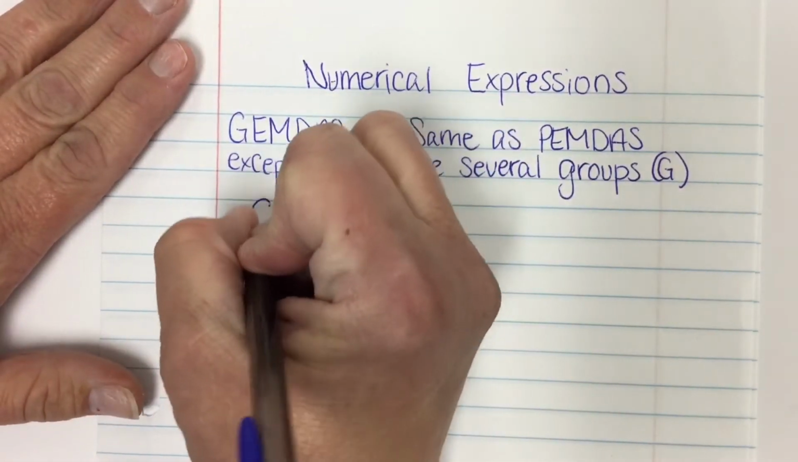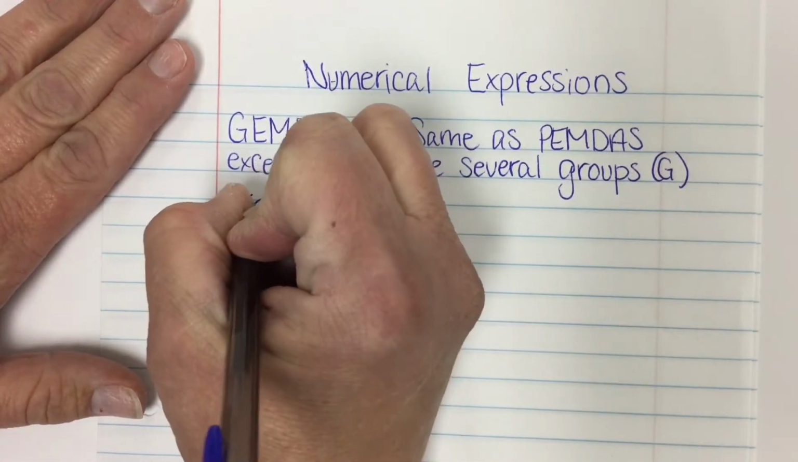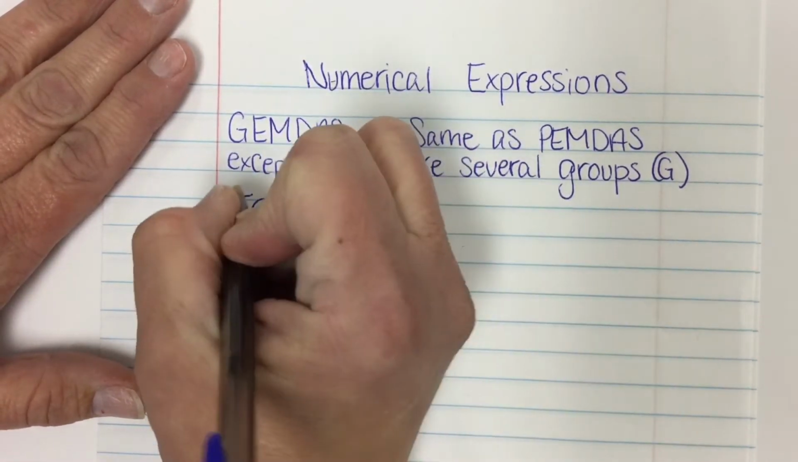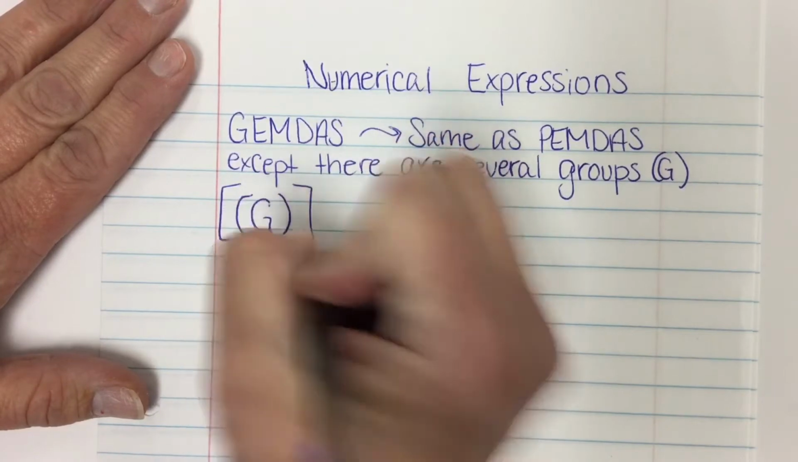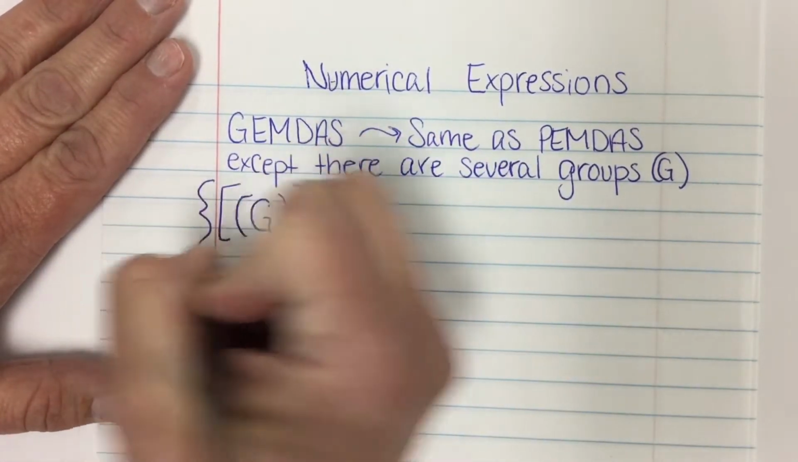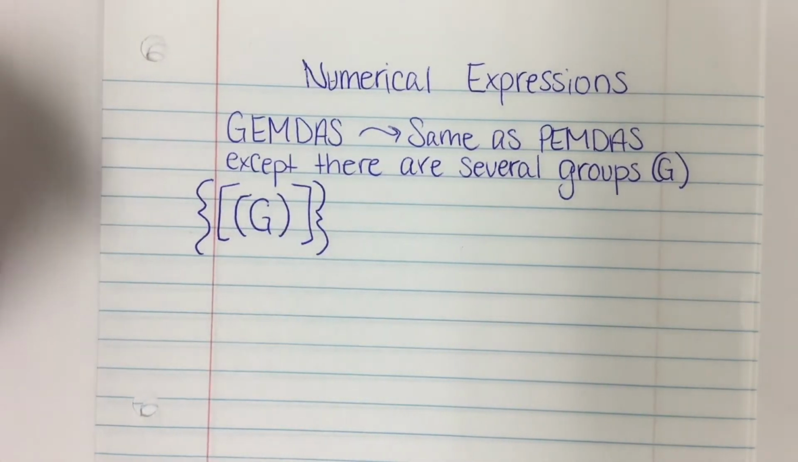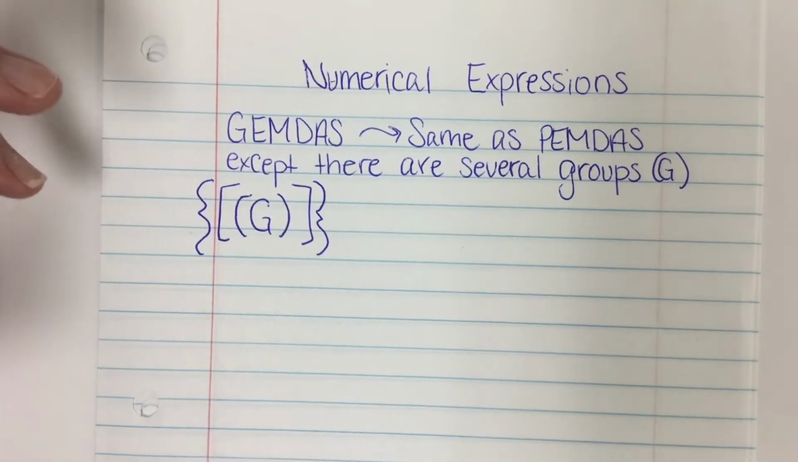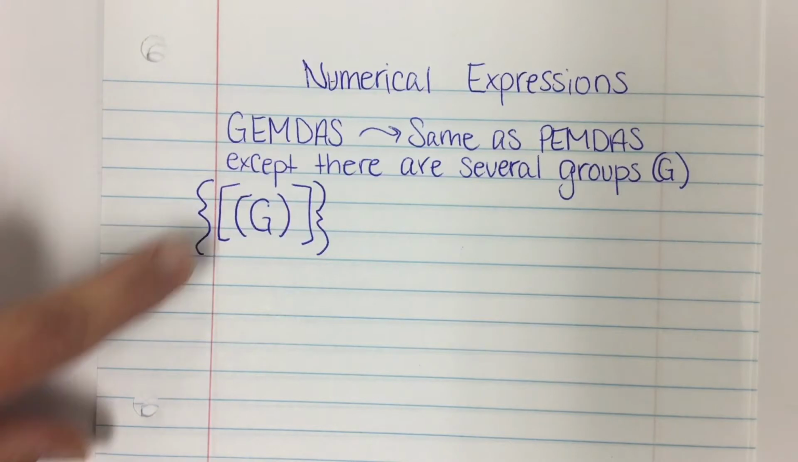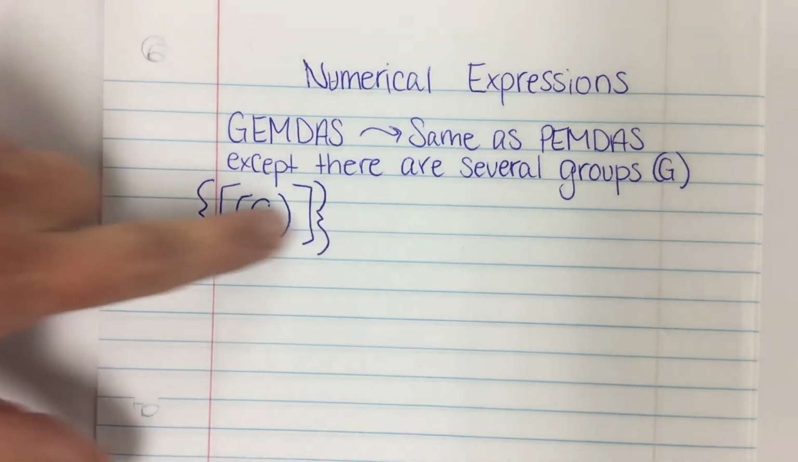So it would be like this. G could be parentheses, brackets, or braces. Okay, that's all the G stands for, is groups. Okay, instead of just P for parentheses, it's groups.